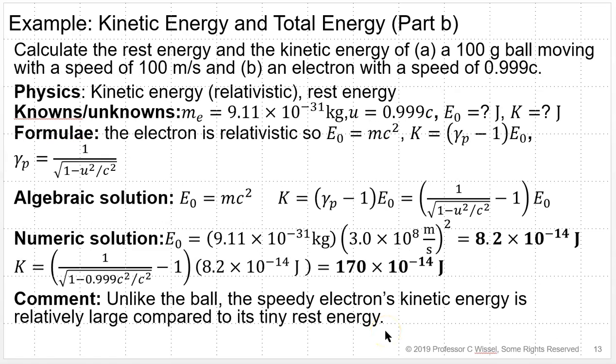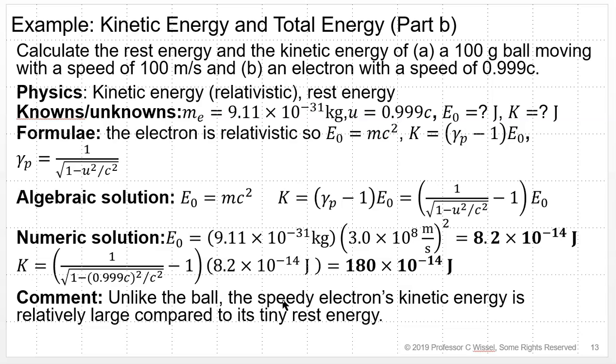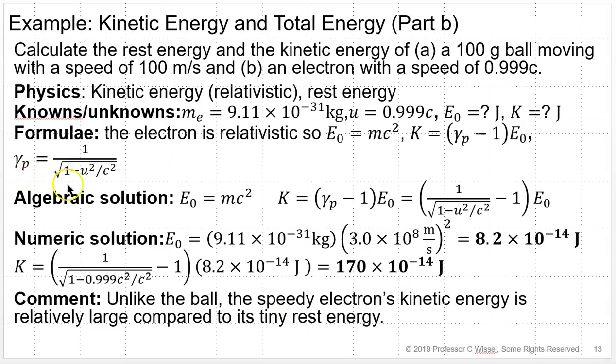Now we're going to tackle the speedy electron. We know the mass of the electron is 9.11 times 10 to the minus 31 kilograms. The speed is 0.999 c, and we need to know the rest energy and the kinetic energy. The electron is relativistic, so E naught equals mc squared. K equals the quantity gamma p minus 1 times E naught. And of course, gamma p is the Lorentz factor of 1 over the square root of the quantity 1 minus beta squared. The algebraic solution is E naught equals mc squared.